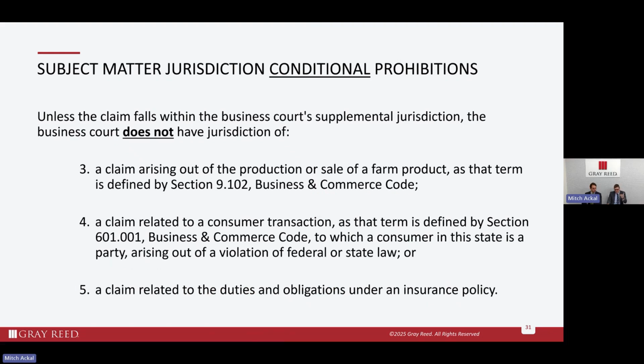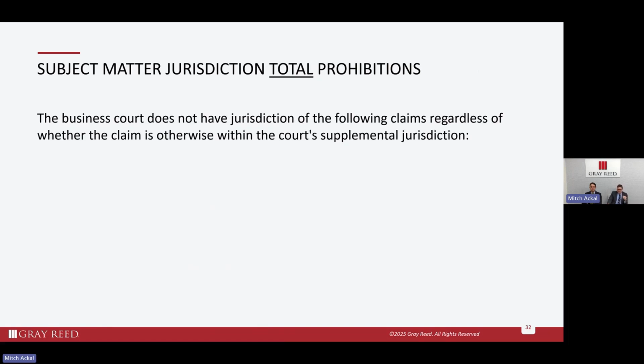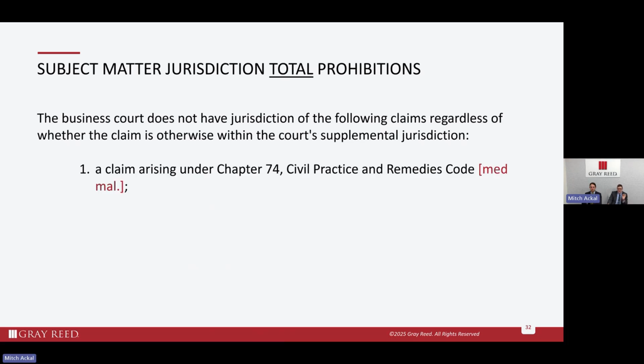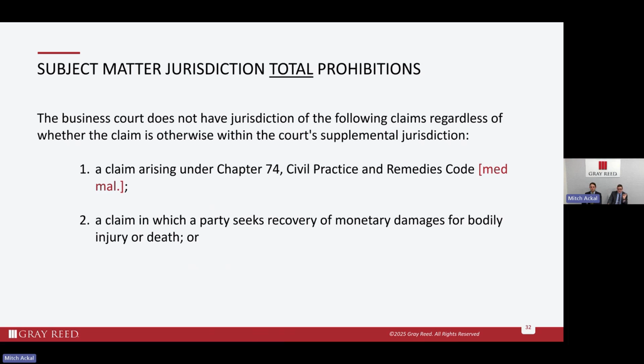And then for whatever reason, claims arising out of the production and sale of farm products, consumer transactions, which is consistent with the carve out for the DTPA that we just saw. And then again, claims arising out of insurance policies. And then the total prohibitions, frankly, I think these make sense. So regardless of whether or not the court would have supplemental jurisdiction, you absolutely cannot bring medical malpractice claims, personal injury claims, or legal malpractice claims in the business court. That is not what the business court is for. And I think, again, everybody kind of understands and probably agrees with that.